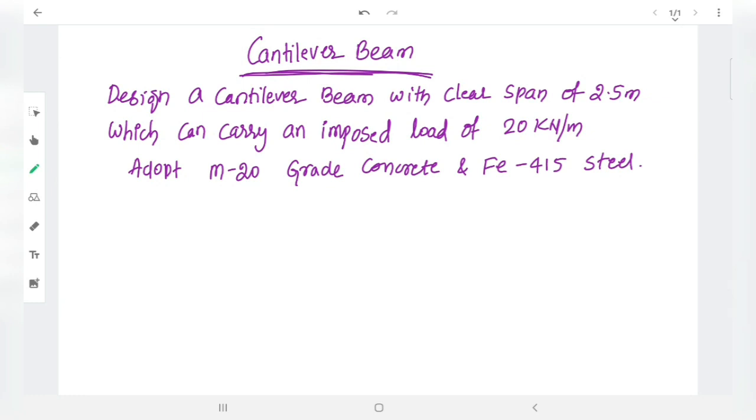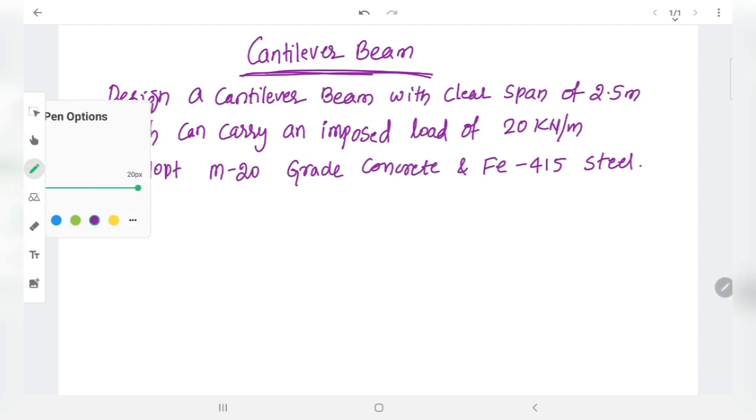Hi, today we'll be discussing the design of a cantilever beam. First I'll read out the problem. Design a cantilever beam with a clear span of 2.5 meter which can carry an imposed load of 20 kilonewton per meter. Adopt M20 grade concrete and Fe415 steel. This is the problem statement.